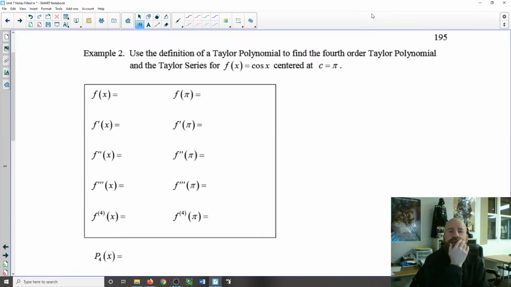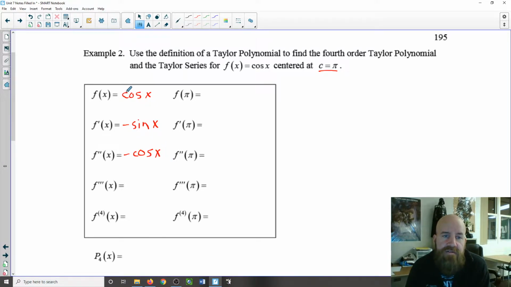In example 2, we are using the definition of a Taylor polynomial to find an approximation. So we're looking for the polynomial in the Taylor series for cosine, and we're centering it at pi. All right, so f of x, we have cosine. If we take the derivative of cosine, we end up with negative sine. Take the derivative of negative sine, we end up with negative cosine.